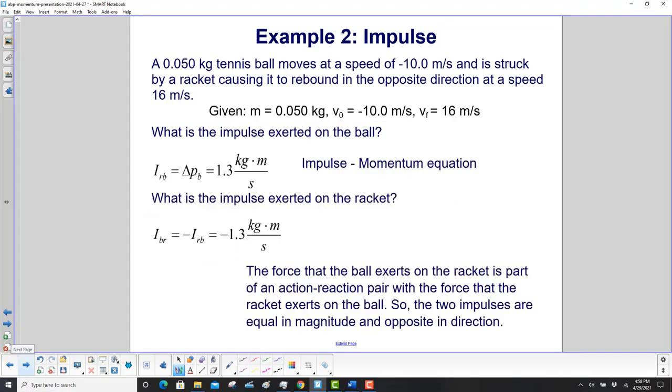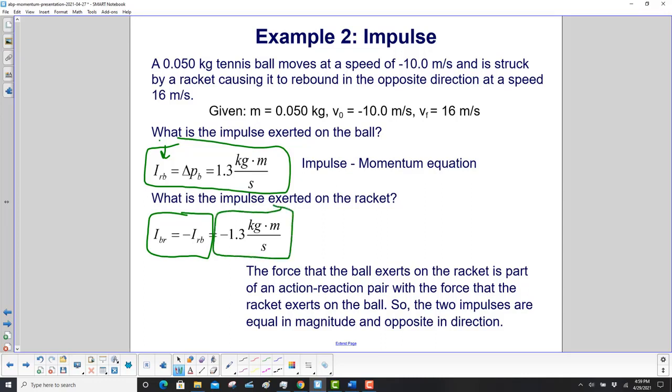What is the impulse exerted on the ball? Well, let's use our impulse momentum equation, and the subscripts here show this is the impulse that the racket delivers to the ball, and it's equal to the change in momentum of the ball, which is 1.3 kilogram meters per second. Then what is the impulse exerted on the racket? Here we have Newton's third law. The impulse that the ball exerts on the racket is negative the impulse that the racket exerts on the ball. So we have a negative 1.3 kilogram meters per second.